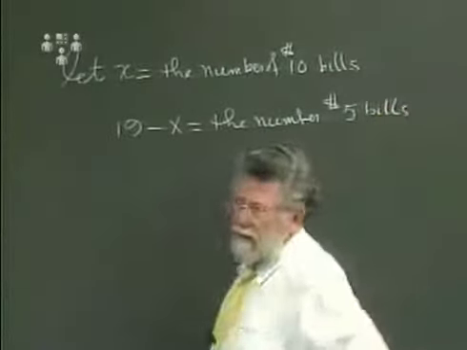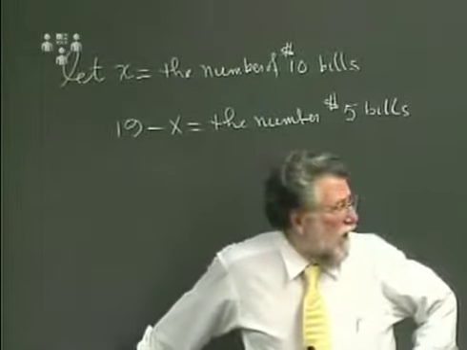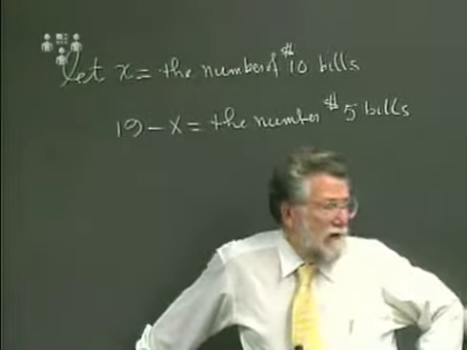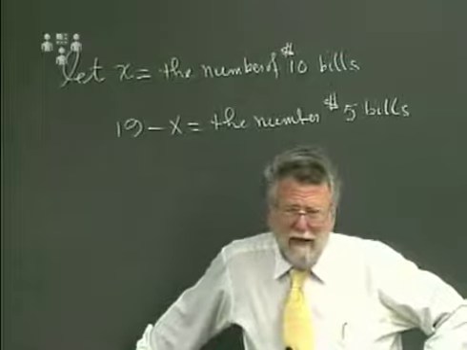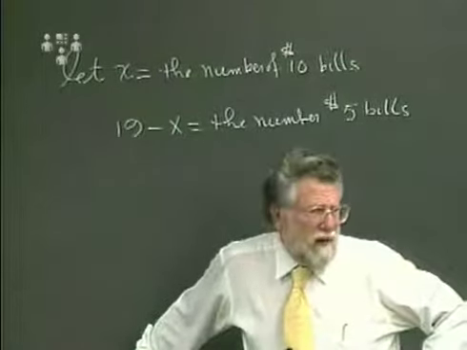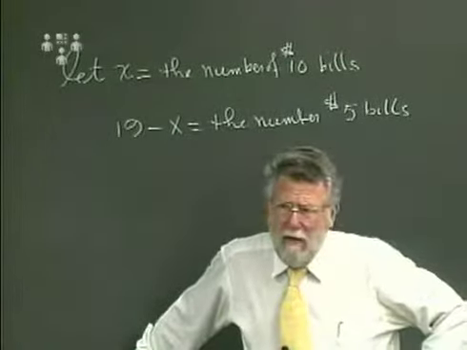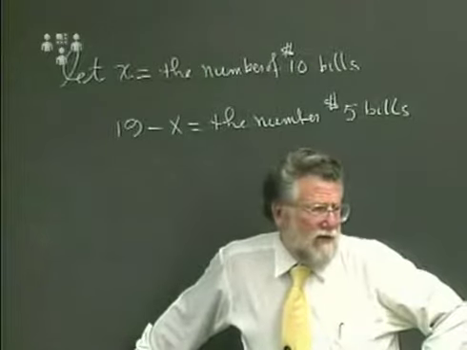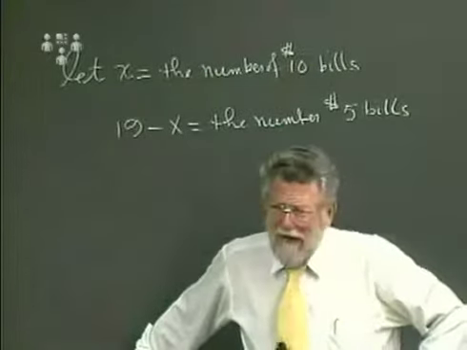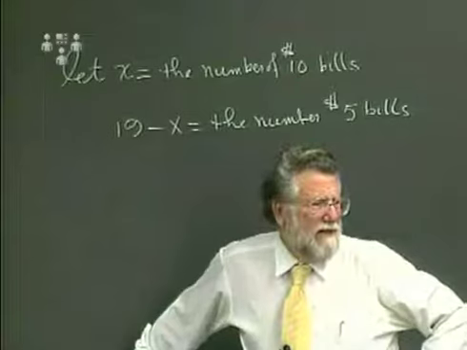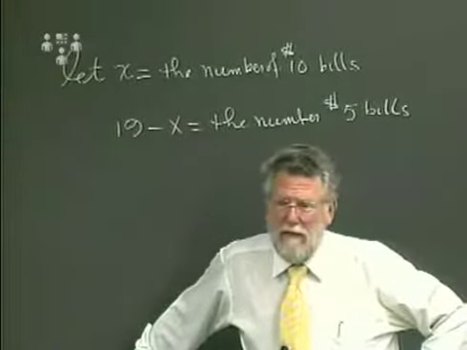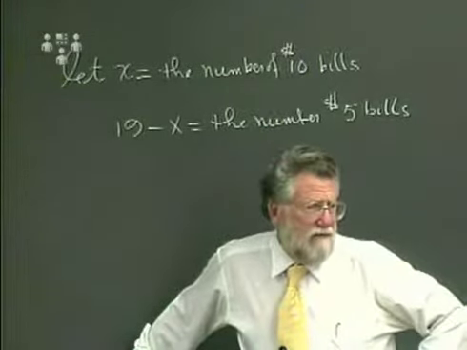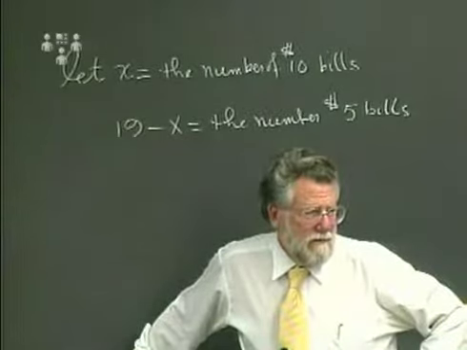And that we can get around if we allow two variables. Now, we are in algebra at some point going to say, well, let's let x be the number of tens, and we'll use y for the 5s. And you get an equation very quickly. X plus y is 19.